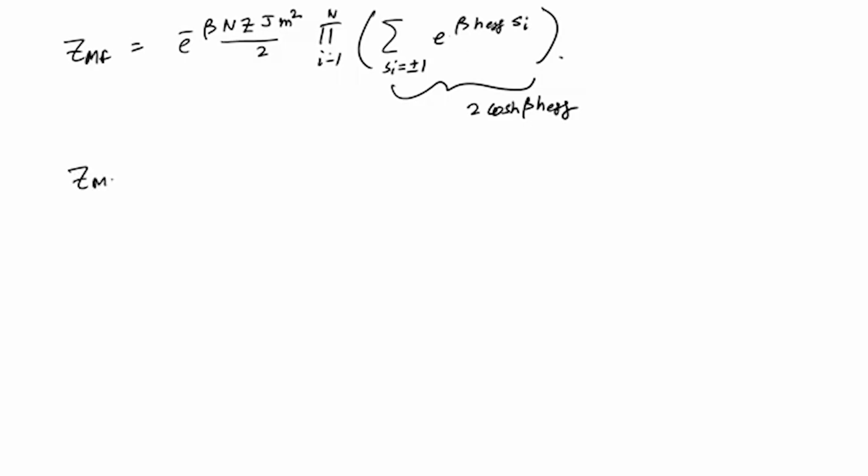So, the ZMF actually gives you a form which is exponential minus beta NZJ m square by 2, and we have n of them because each one is 2 cosine hyperbolic beta H effective. So, please write it neatly so that you are not confused. This is a cos hyperbolic term. So, this H and the H that you see afterwards are not the same thing. In any case here it is H effective, and this is the closed form of the partition function.